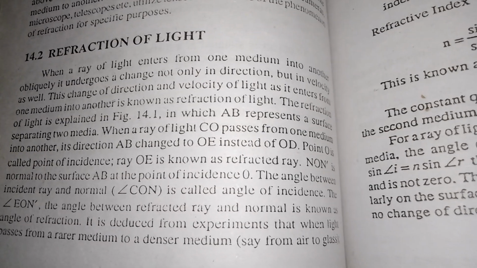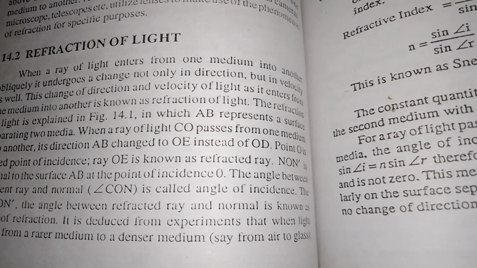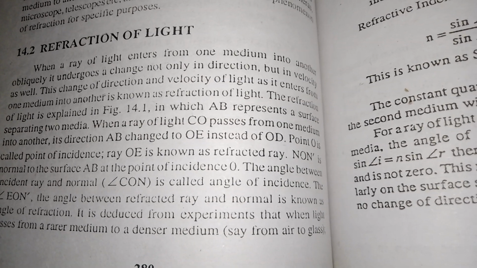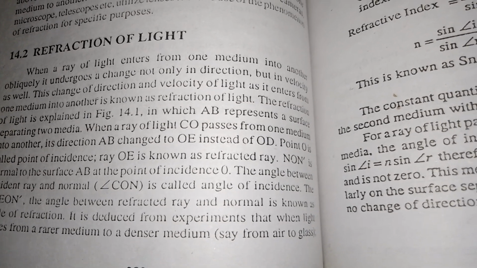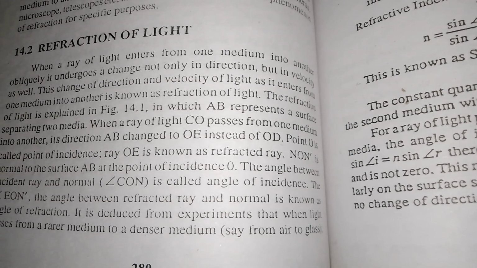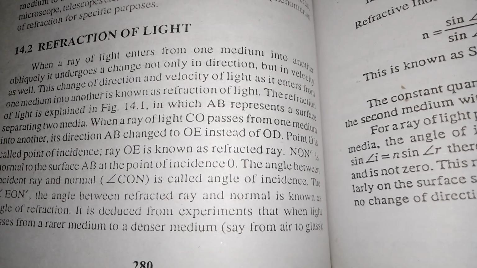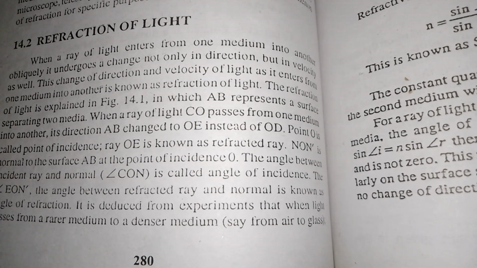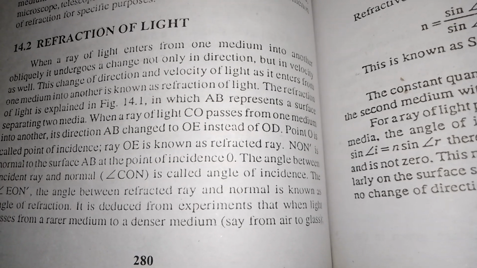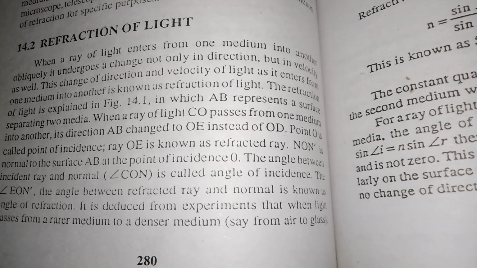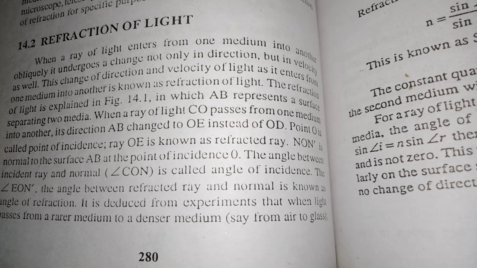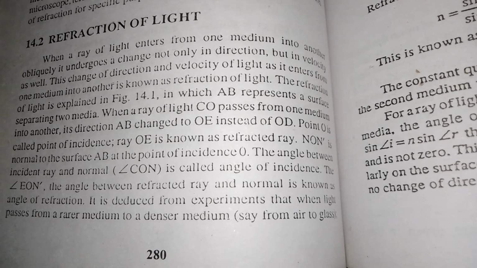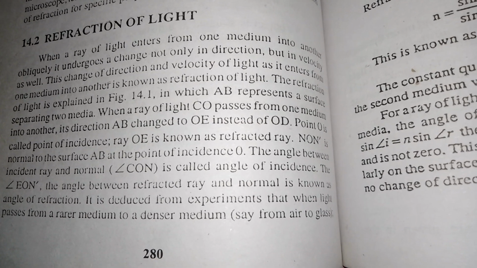Refraction of light. When a ray of light enters from one medium into another obliquely, it undergoes a change not only in direction but in velocity as well. This change of direction and velocity of light as it enters from one medium into another is known as refraction of light. The refraction of light is explained in figure 14, in which AB represents a surface separating two media.